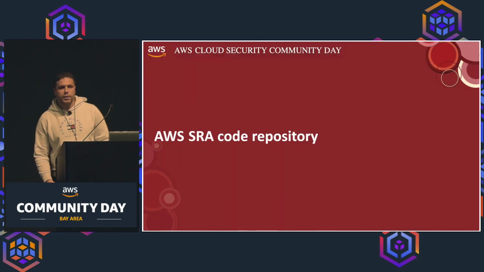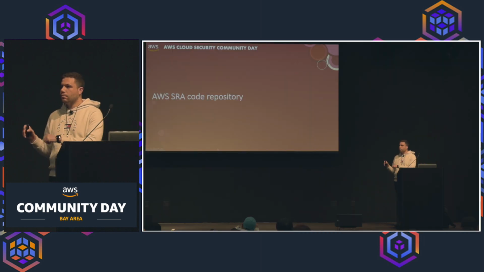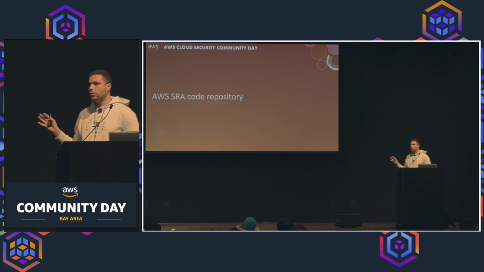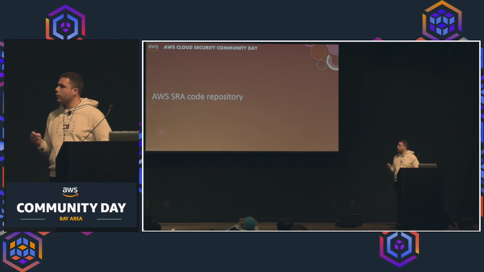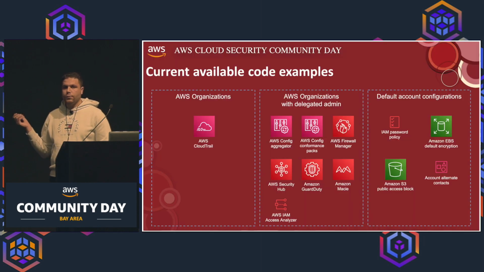And that leaves us with the last piece of the presentation, which is the AWS SRA code repository. I've been talking about the SRA, its architecture, its components. How can I really deploy it? As I mentioned earlier, we have already published multiple examples in GitHub for how you can deploy multiple solutions of what we have discussed so far. And these are just some examples of what we have published.